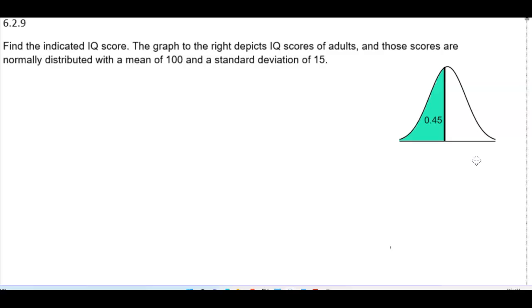And when we're given the area, that means the mean currently is 0, because that's on the z-scale. What we want to do is locate what this score is, which is what we want to find for z. Below that is going to be the x scale, which represents the IQ scores.